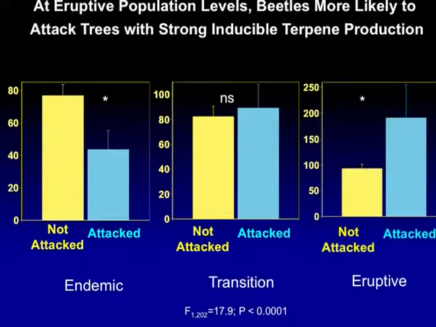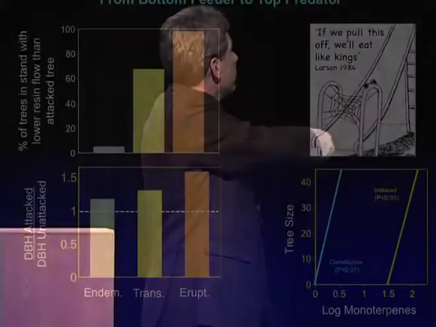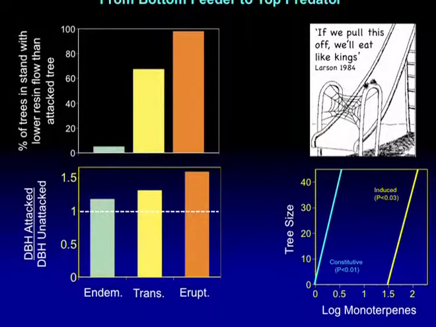And when the beetle was in the eruptive phase, not only was that relationship lost, but it was actually reversed. We got a completely different answer to the question. The beetles were actually going off after the well-defended trees. And we can see that this way here. This is the percentage of trees in the stand with, in this case, resin below that of the attacked trees. And from the beetle standpoint, they are really culling off the bottom.